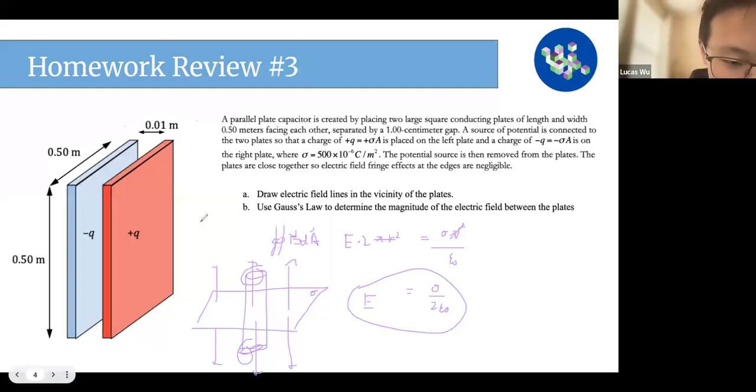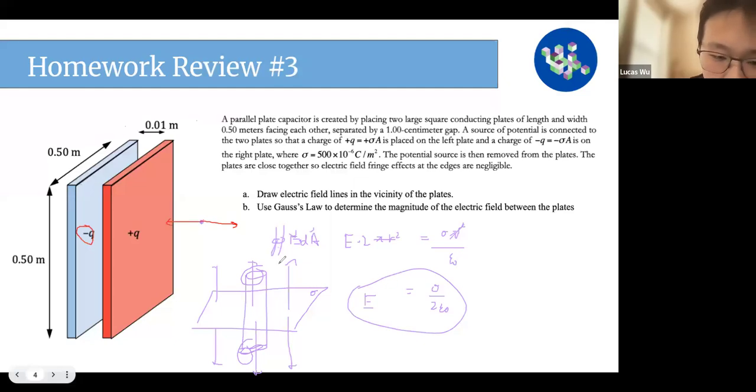Now, if I look at a point over here, external to the region between the two plates, and look at the contribution from this positive plate, what does the electric field line look like? It will be pointing this way, because it points away from the positive plate. Then I need to look at the contribution from this negative plate, and that'll be pointing in the direction of that plate, so it'll be pointing this way.